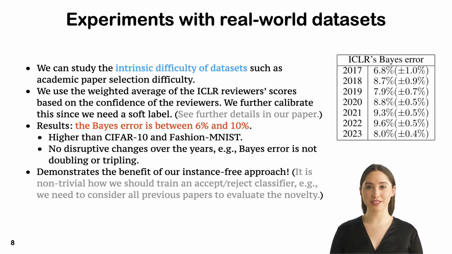The right table shows the results, and we can see that the Bayes error is between 6% and 10%. This is much higher than CIFAR10 and Fashion MNIST. This is expected since understanding a paper's value and significance is much more difficult than recognizing cats and t-shirts. We can see no disruptive changes by comparing the Bayes error between different years. For example, Bayes error is not doubling or tripling. This real-world experiment demonstrates the benefit of our instance-free approach. It is non-trivial how we should train an accept-reject classifier, but we can easily estimate the Bayes error without using textual information from the paper itself.